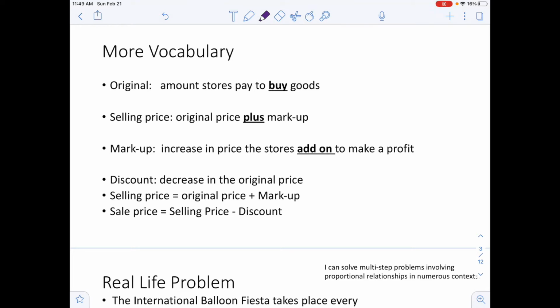Okay, discount is the decrease in the original price. So if there's a discount on something, obviously you're going to get it for cheaper. The selling price is the original plus the markup, and this would be good to have down. And then the sale price is the selling price minus the discount.